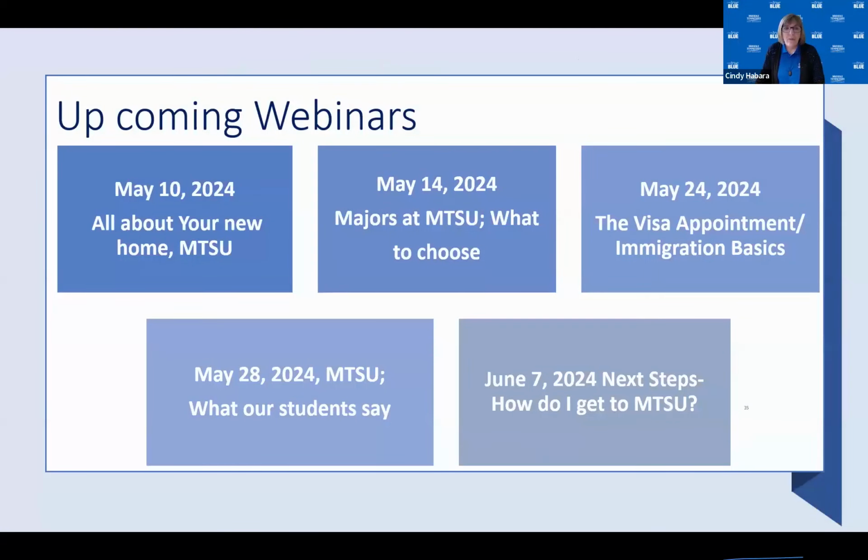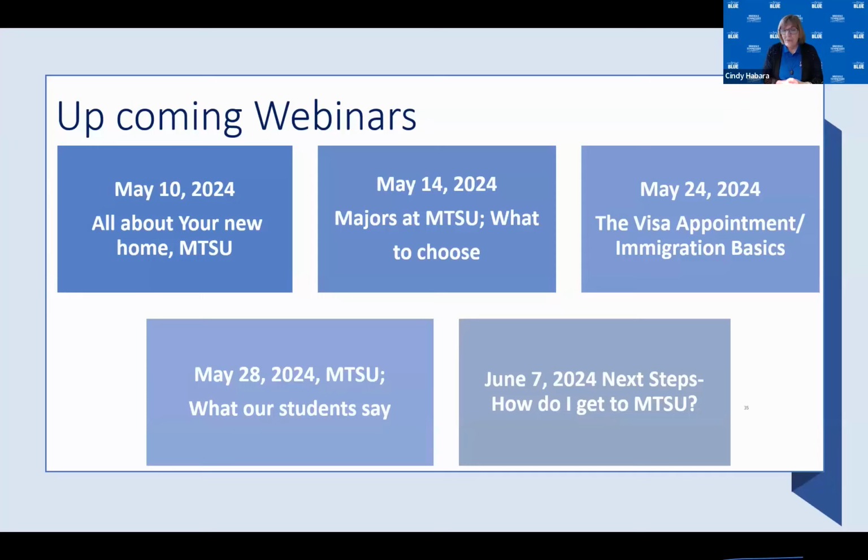Okay, so our next webinars, the next one will be May 10th. We're going to talk about MTSU. May 14th, we're going to talk about some of the majors at MTSU. The colleges are up, and we're going to talk about the colleges. So if I want to go to the College of Basic and Applied Science, what kind of majors are in it? May 24th, we're going to repeat our Visa and Immigration Basics webinar. On the 28th, we're going to have some of our students talking to you and answering questions about MTSU. From a student's perspective, what do they say about MTSU?